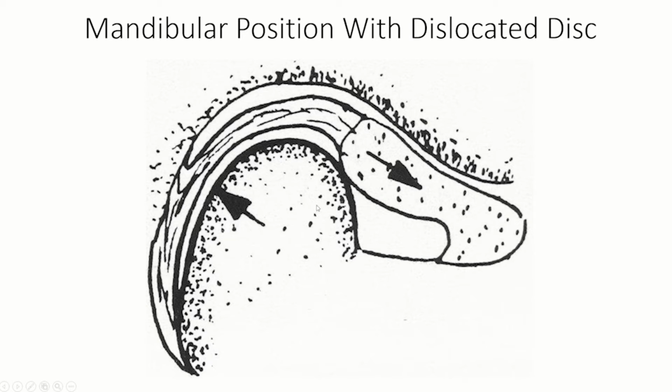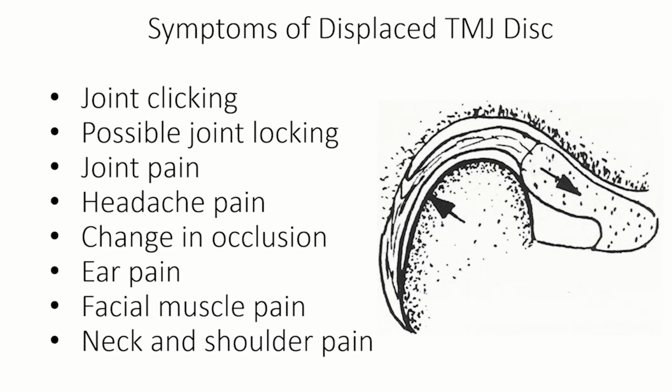This is what a disc looks like, a drawing of a disc when it's out of place. The disc is displaced forward like this. It folds upon itself. That's what you'd see on an MRI. Here's the retrodiscal tissue now interposed between the condyle and the temporal bone, crushing or compressing this tissue, making it very painful, causing swelling and even bleeding in the joint, causing clicking. And that way you know the joint is out of place.